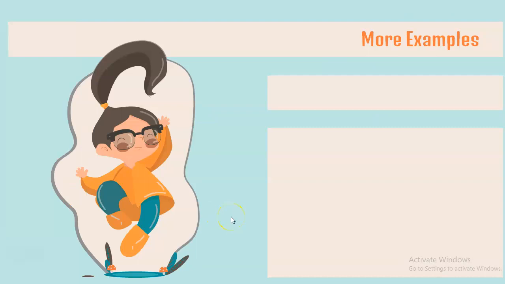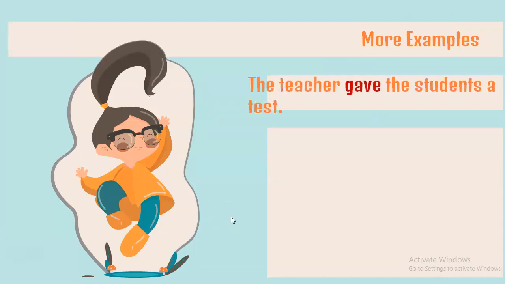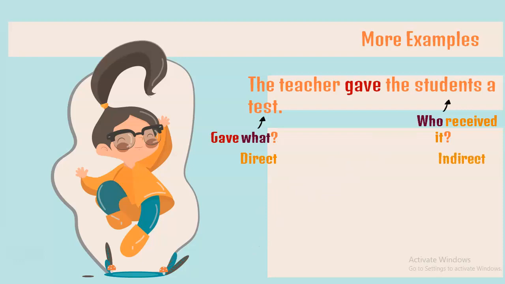Let's see some more examples. The teacher gave the students a test. The teacher gave what, or which is the direct object? A test. Now, who received the test? The students. So the students is the indirect object of the verb gave.